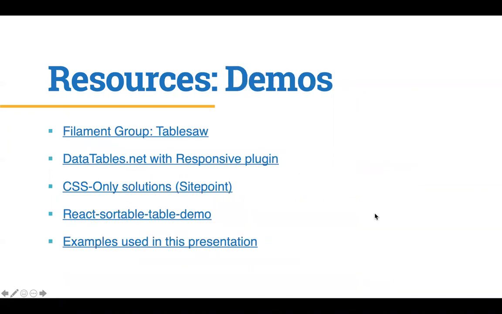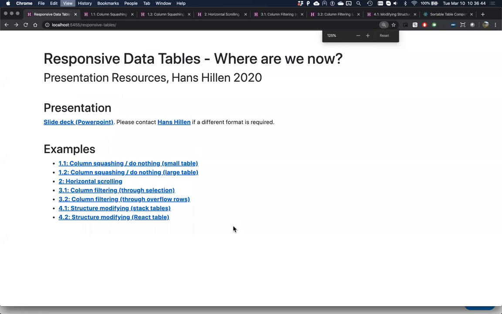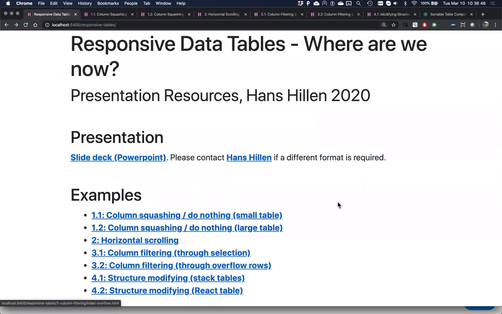And here are the demos that I've used that you can link to. As I said, the table saw component by the filament group, the datatables.net component with the responsive plugin. There's some CSS only solutions. There's Heydon's React component, and there's the components that I've used in this presentation, which you may want to have a look in as well, even though they're very basic.